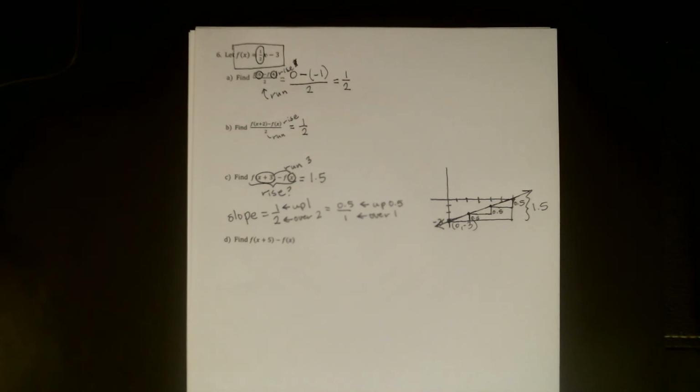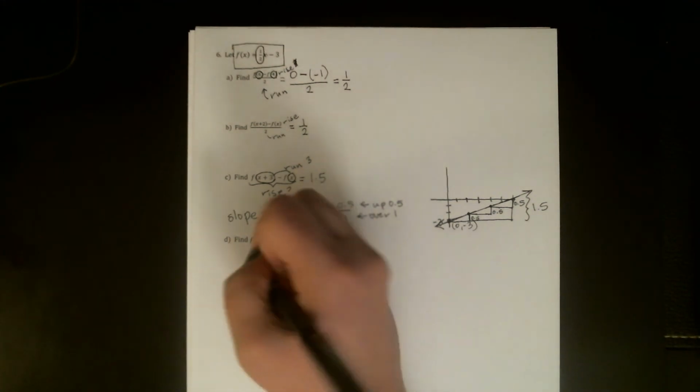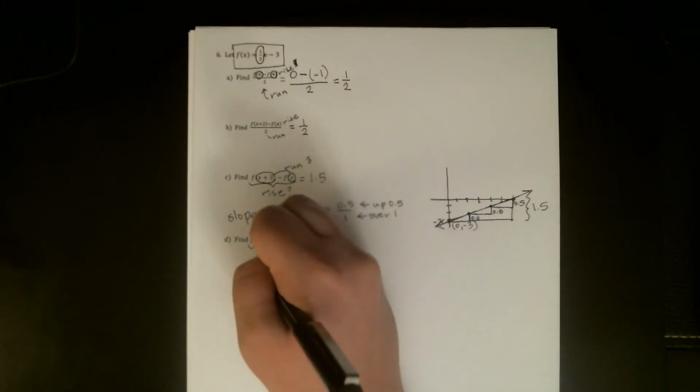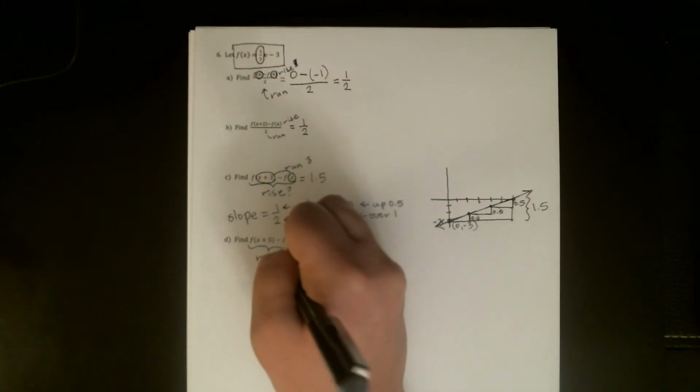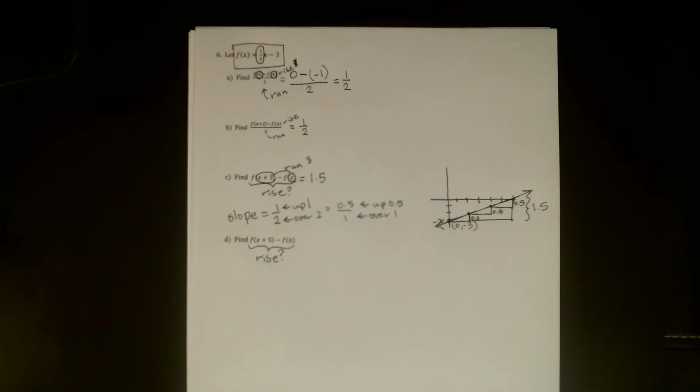This is asking us to find f of x plus 5 minus f of x. So once again, you want to think carefully about what this is saying. It's asking you for the difference between two y values. So it's asking you for a rise. So this is similar to the last question. It's not asking you for slope, but it is asking you for rise.